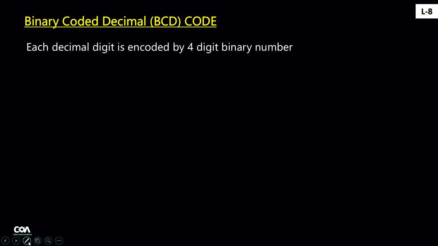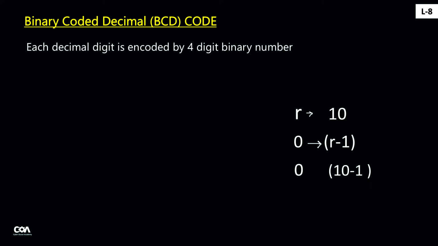If we are talking about a decimal number, the base is 10, so we can write r is equal to 10. So what is the range of this decimal number? The range should be 0 to r minus 1, which is 0 to 10 minus 1, and we can write it as 0 to 9. So for a BCD code, a binary coded decimal, the range will be 0 to 9.